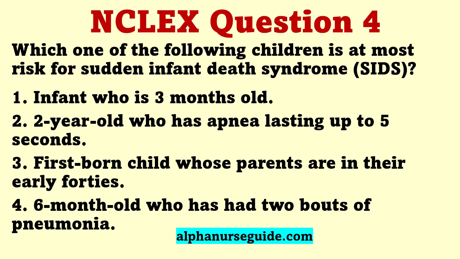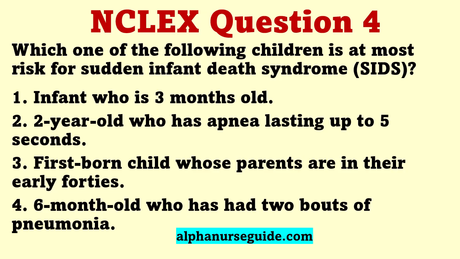Which one of the following children is at most risk for sudden infant death syndrome? 1. Infant who is 3 months old. 2. 2-year-old who has apnea lasting up to 5 seconds. 3. Firstborn child whose parents are in their early 40s. 4. 6-month-old who has had 2 bouts of pneumonia.